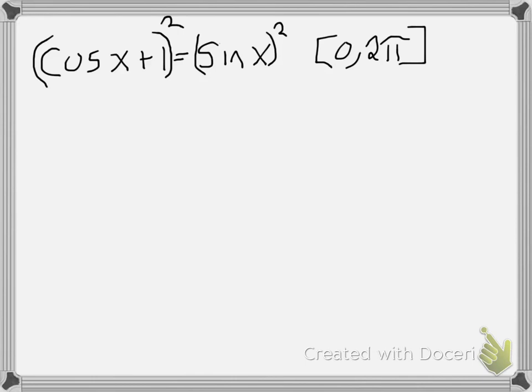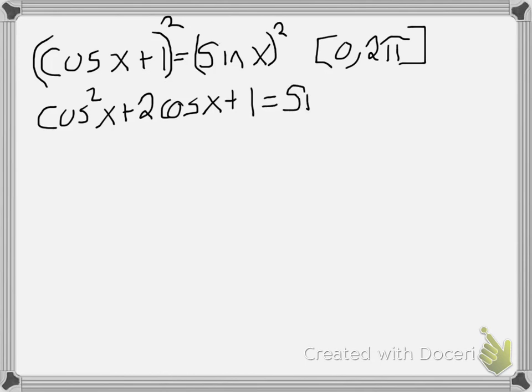All right, so cosine of x plus 1 squared, please do not tell me it is cosine squared of x plus 1. Because remember, this is a binomial. Binomial squared will always give you 3 terms. So we have cosine squared of x, plus 2 cosine of x, plus 1 equals sine squared of x. At this point, you shouldn't be asking me where that came from. You should not be, not in this course.